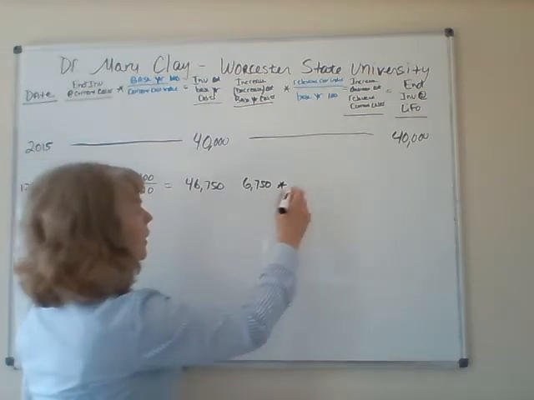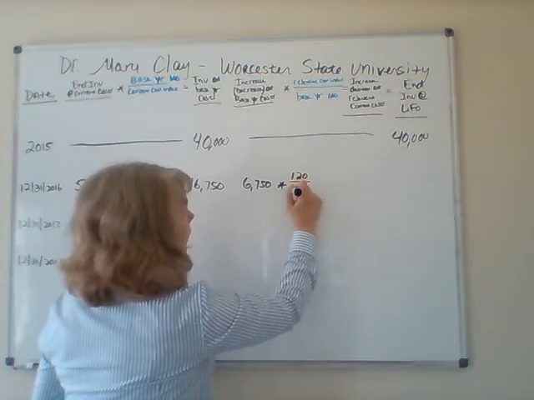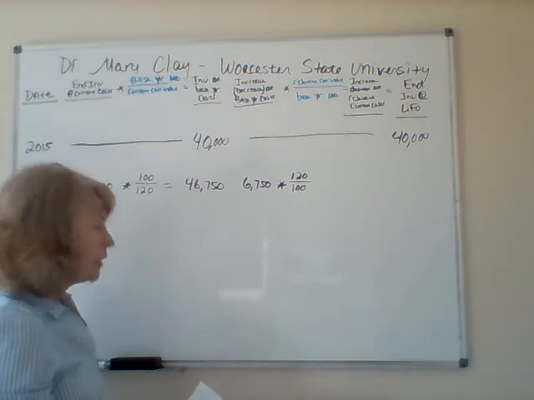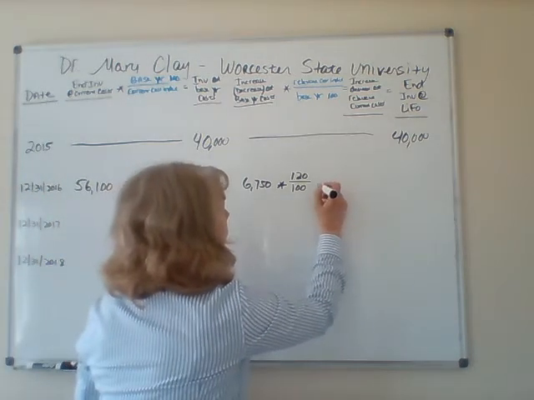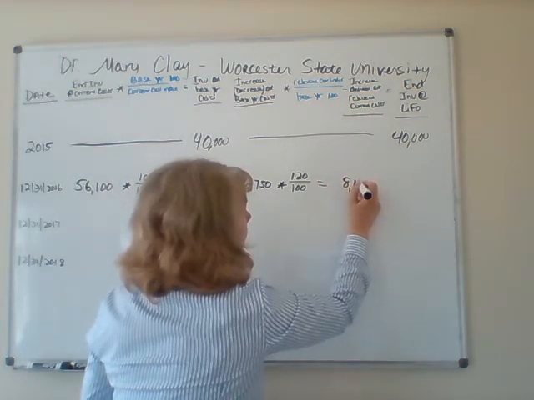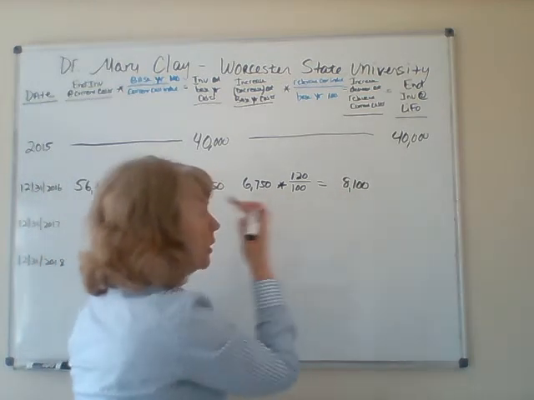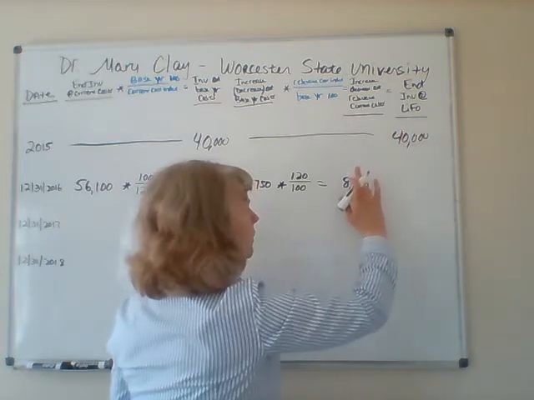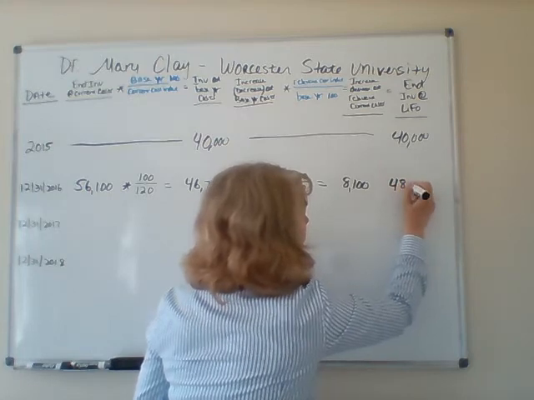So I go over here, it's 120 over 100. Multiply it out, 6,750 times 120 divided by 100 equals, right here, my increase or decrease. Well, that's positive. This was positive, this is positive. So now to get my ending inventory, just add it. 40,000 plus 8,100 gives me 48,100.